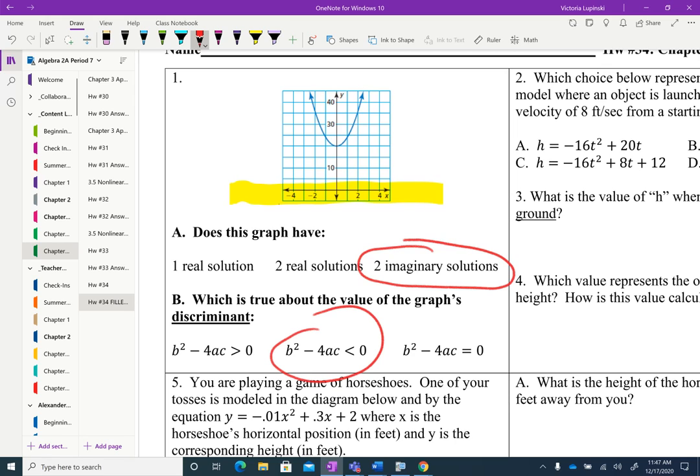And just as a reminder, two imaginary goes with less than. Just in case you wanted a reference here, one real solution goes with equal to, and then two real solutions would go with greater than. So just in case you want to have all the combinations there. So any questions on number 1?